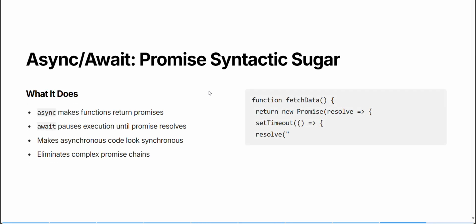Async await. Promises with syntactic sugar. Async means functions return promises. Await pauses execution until the promise resolves. It eliminates complex promise chains. Async and await make working with promises easy. Notice how much cleaner async and await look compared to dot then. It reads just like normal synchronous code, but it's still asynchronous under the hood.